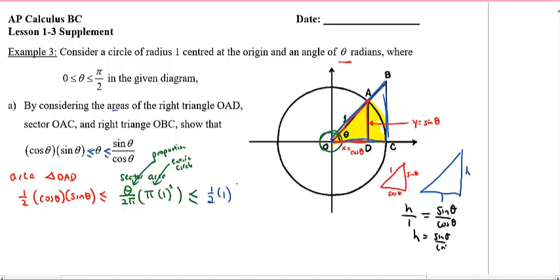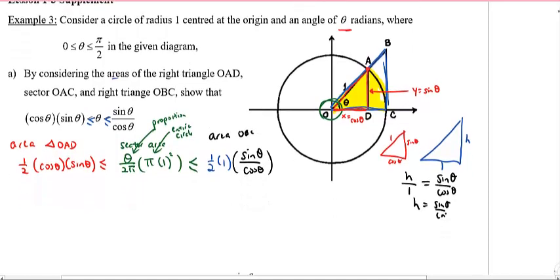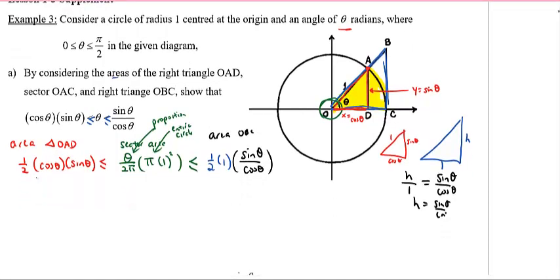And that's what I get here. So that's sine theta over cosine theta. And why is this going to be helpful to me? Because this, once again, is the area of right triangle OBC. Let's see if we can simplify some of this. I see half, half, half, goodbye. Over here in the middle, pi, pi, goodbye. So look at what we have.